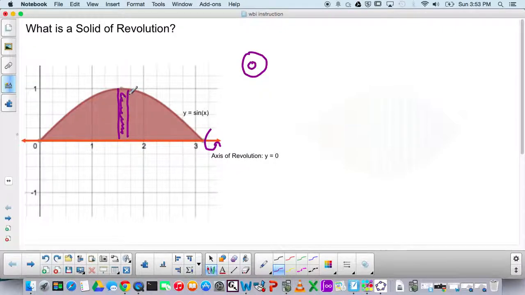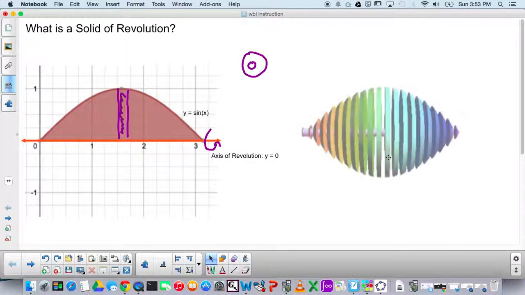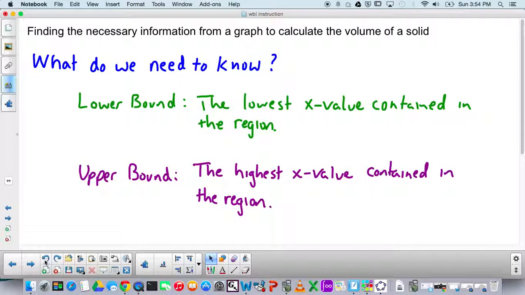We're going to take one of these washers, rotate it around, and find the volume of that. And then we'll do that infinitely many times over the width of this region, to the point where we get something like this. We'll add up the volume of all these washers together, and that will tell us the exact volume of that solid.